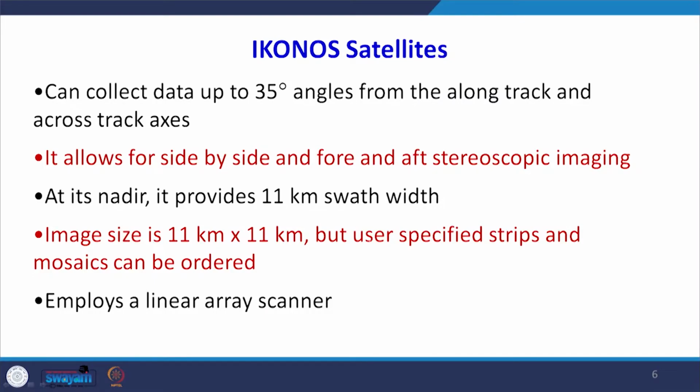So, this can collect the data up to a 35-degree angle along and across the track. Again, you can change the view angle along and across the track, and it can collect the data up to 35 degrees. So, it can cover the data very quickly. It allows side by side, fore and aft stereoscopic images, in the forward direction and the backward direction. At nadir, if it is looking vertically down, the swath would be 11 kilometers. So, one image will cover an 11 kilometer by 11 kilometer area.